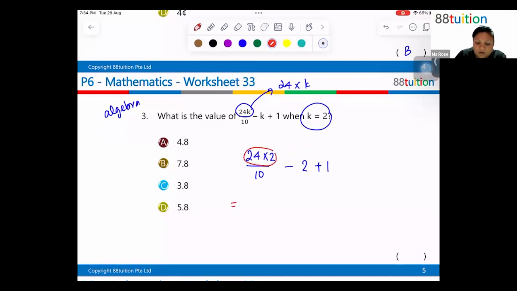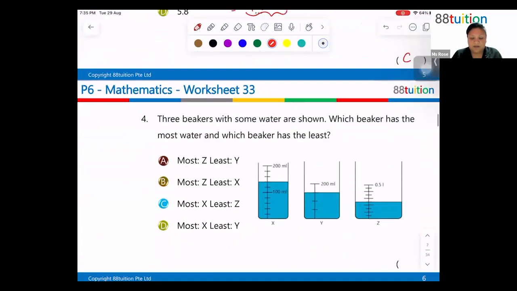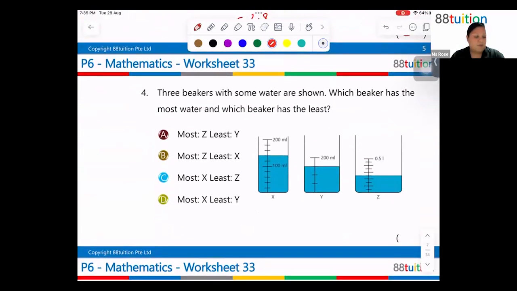So 24 times 2 is 48. Over 10 is the same as 4.8. So that's 4.8 minus 2 plus 1. This is what you do first. 2.8 plus 1 to give me 3.8. Okay, all right. And of course, number 4, most of you very correct, those who attempted.